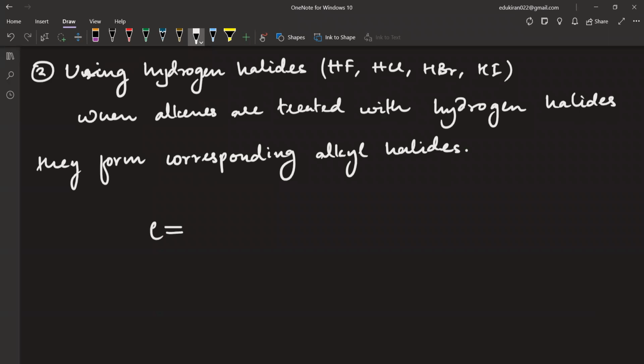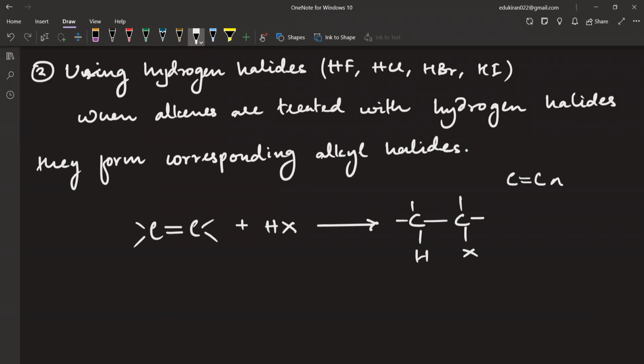In this case, you have C double bond C, plus we have HX. Now here what happens? One of the carbons gets the hydrogen. The other carbon gets the halogen. So you will again write C double bond C, pi is broken, then CH is formed, and CX is formed. So please write this down. Let me know when you're done. Then we will look at the mechanism, and we will see there will be some cases in which you can't decide where you have to put the hydrogen, where you have to put the halogen.